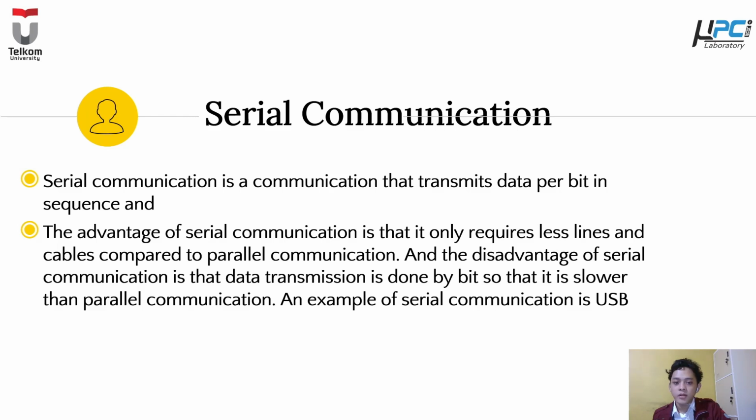Now about serial communication. Serial communication is a communication that transmits data per bit in sequence. The advantage of serial communication is that it only requires fewer lines and cables compared to parallel communication. The disadvantage is that data transmission is done bit by bit, so it is slower than parallel communication. An example of serial communication is USB, or Universal Serial Bus.